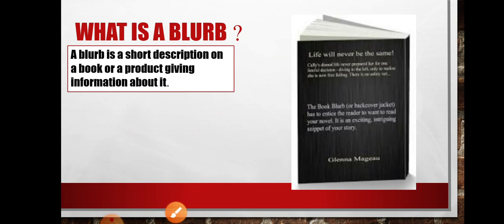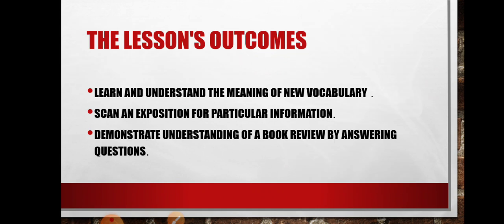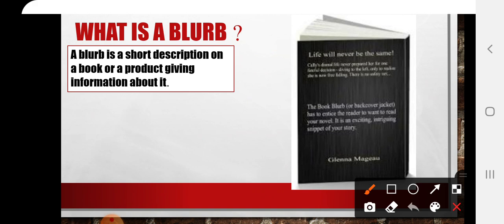Let's start with the first part of the outcomes, which is learning new vocabulary. Now, the most important vocabulary here was blurb. Altogether, blurb. Okay? What is a blurb? A blurb is a short description on a book or a product giving information about it. So again, a blurb is a short description on a book or a product giving information about it.